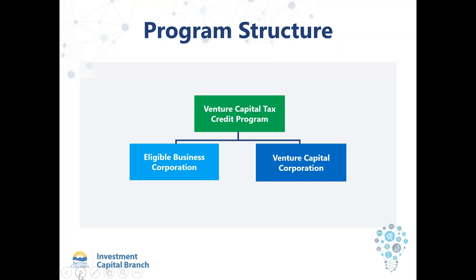There are two ways for an investor to make an investment in a venture capital company. And these are the two methods. There are numerous acronyms in our legislation. One is called the Eligible Business Corporation, and the other is called the Venture Capital Corporation. The Eligible Business Corporation is the direct investment model where the business sells shares directly to investors. The Venture Capital Corporation model is the pooled funds method where a group of investors can get together, pool their funds, form a corporation called a Venture Capital Corporation, and then they can go out and seek other investors, and the Venture Capital Corporation will invest the proceeds in one or many small businesses.